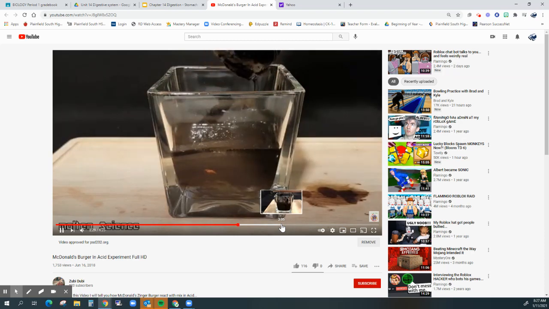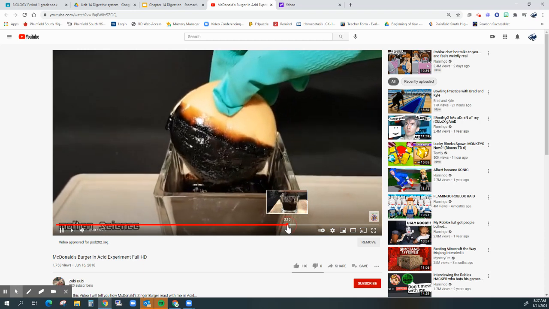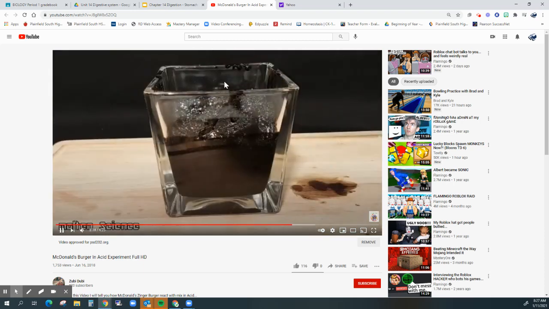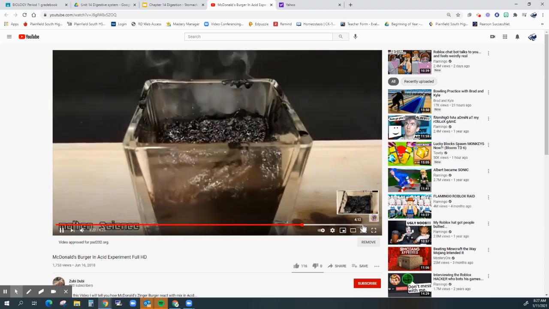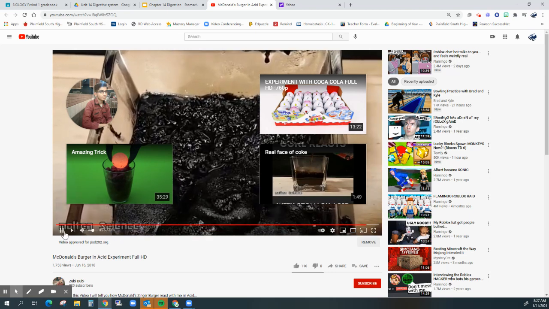All right, so you can see the bun has really started to fall apart here. All right, we get to about 3 minutes in. They're trying to simulate a little bit of the mixing of the stomach here with a spoon. All right, and then we get to the very end here. We can see it's pretty well mixed up.